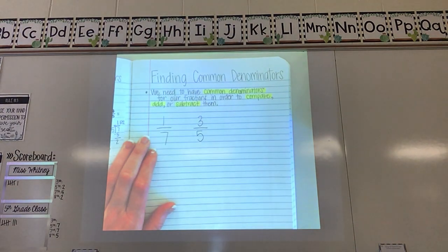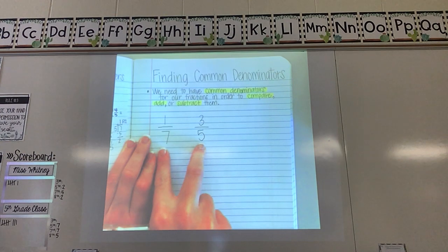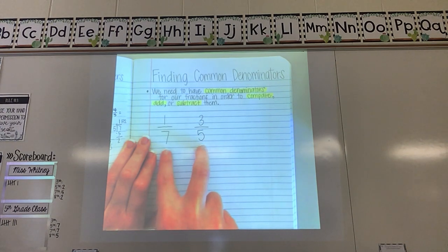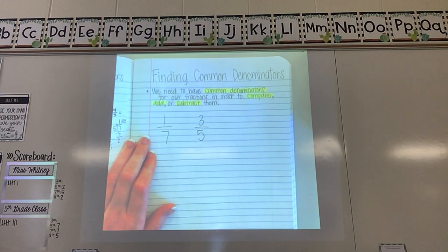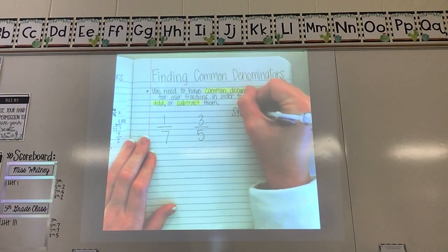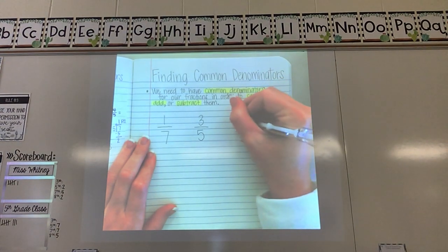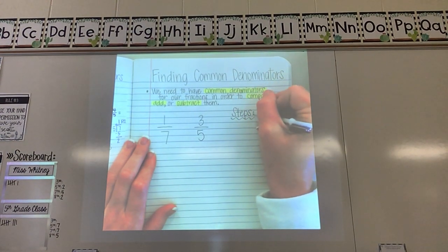The first thing I want to do anytime I'm looking at fractions is I want to look at the bottom numbers and see if they're the same. Are my bottom numbers the same right now? No. So we are going to have to make them so they're the same. And in order to do that, there are two important steps that we have to follow. So over here, I'm going to write the word steps, and we're going to list our steps so that you can pause this video and look back at it anytime you need to know the steps to do this.